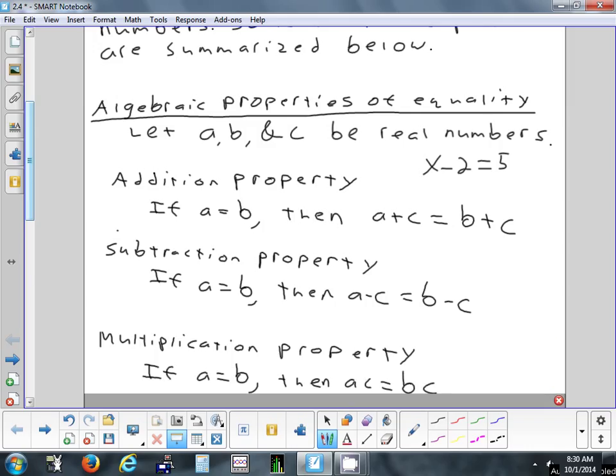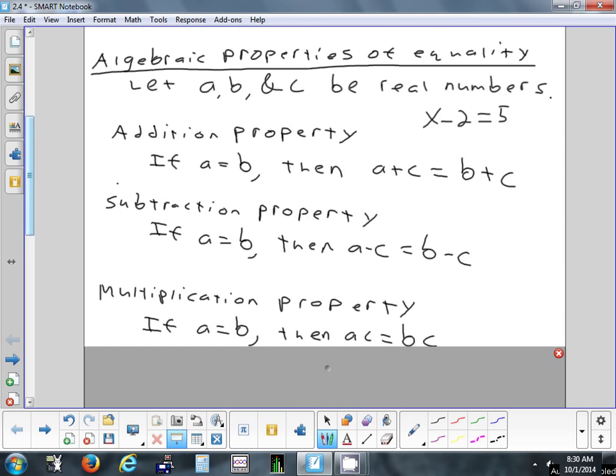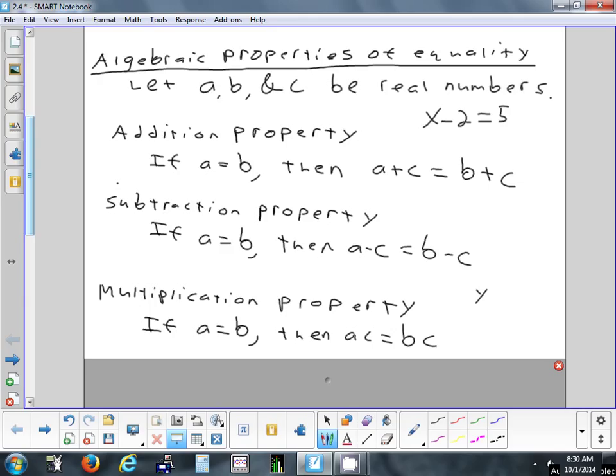Okay, the multiplication property of equality. If you start off with A equals B, you can multiply the same number on both sides. When would you do that? If you had an equation like this, X divided by 2 equals 10. You would multiply each side by 2 to solve that equation.